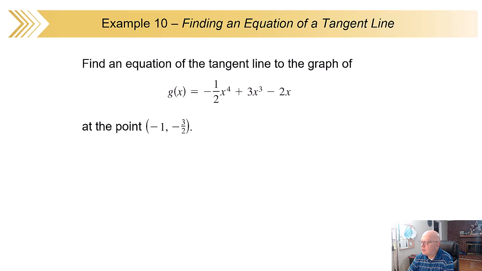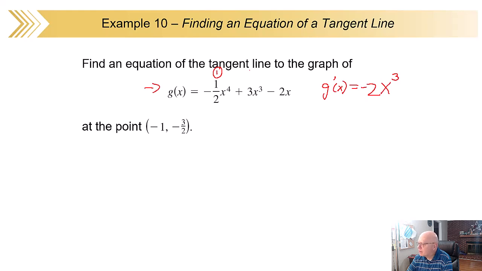So, it says find the equation of the tangent line to the graph of this. First of all, you need the slope. Slope, derivative to the rescue. So first of all, work with this one. The first term, bring that 4 out front. 4 times 1/2 is 2. It's got a negative sign, so it'll be negative 2. And x to what power? Well, 4 minus 1 is 3. There's the derivative of the first term.